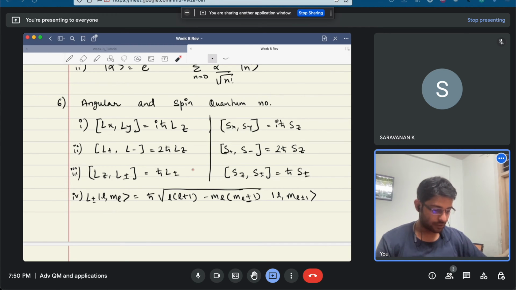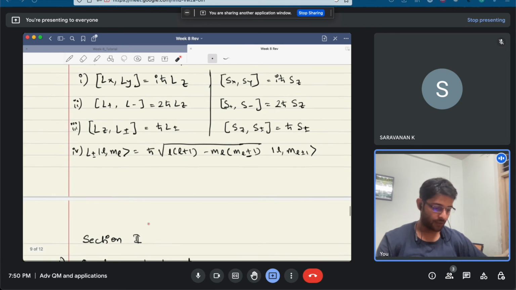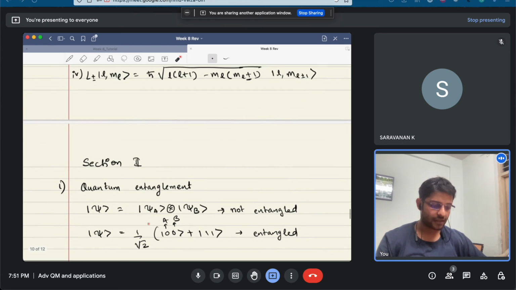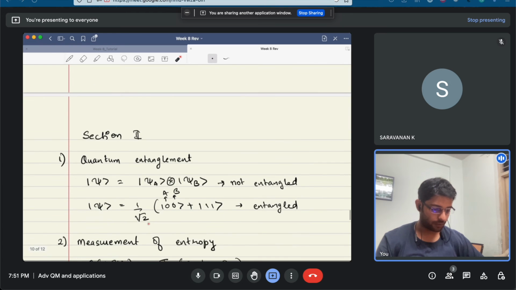So these are easy to remember, and one of the key ones is the eigenvalue of L plus and L minus, which was very important. You don't really need to keep this in your memory, but it might come in handy if it's not given somewhere, though it's mostly given in questions. But it's easy to keep in mind. These are also the same for the spin quantum number.